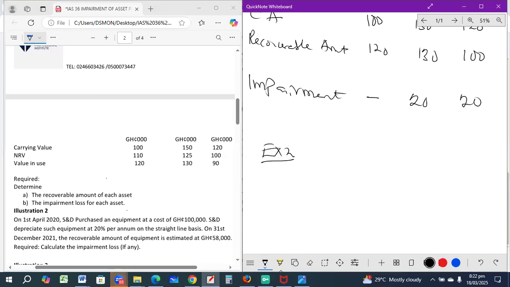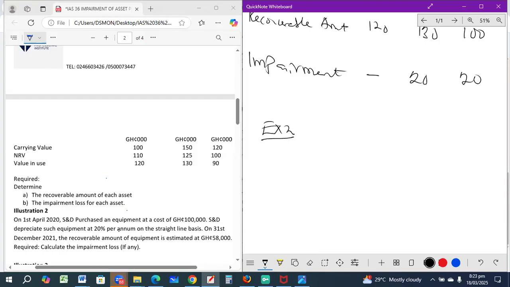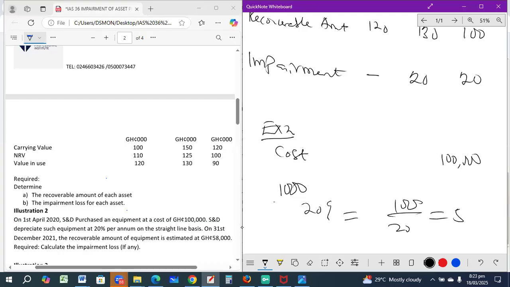Exercise 2 said that on 1st April 2020, S&D purchased an equipment at a cost of 100,000. This asset is being depreciated at 20% per annum on straight line. 20% straight line is the same as 100 divided by 20, which will give us 5 years. Am I correct? Yes, sir. 20% per annum, straight line basis.